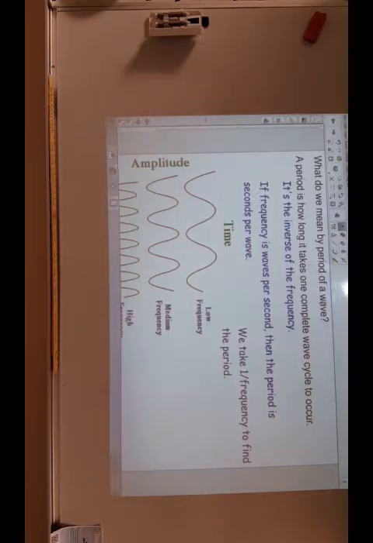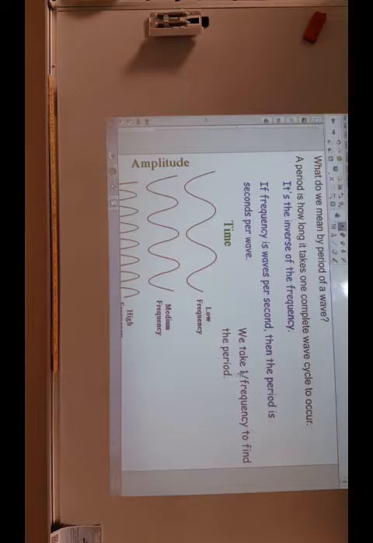Now, to find the period of the wave, first let's start off with what a period is. A period is how long it takes one complete wave cycle to occur. So how long does one complete wave take, down and up, or in this case, up and down. This is actually the inverse of frequency. Frequency is waves per second. For a period, we want to know how many seconds per wave. So what's the time per wave?